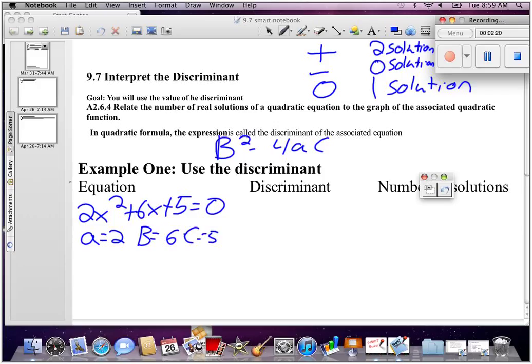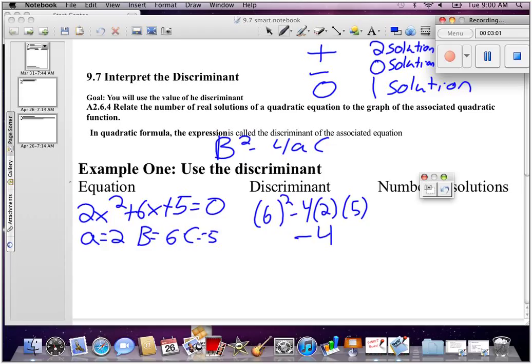So I'm going to put it in the discriminant. I'm going to write 6 squared minus 4 times 2 times 5. And then all you're going to do is stick this exactly like it's showing into your calculator. So you take parentheses 6, end parentheses, squared, minus 4, parentheses 2, parentheses around the 5, and you get a negative 4. If it's a negative, how many solutions do you have?